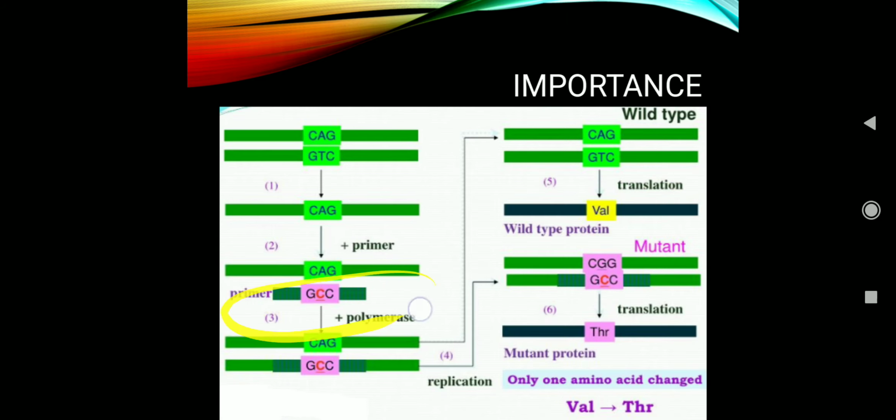Whereas when you mutate it, GCC primer is added. So a mutation has occurred in the genome. So when you mutate it, instead of valine, it codes for threonine. So one specific amino acid is changed here. So if you want to study the structure or function of a protein, you have to change the amino acids present in that protein and see how the protein is going to react. Say for example, a particular amino acid which is important for the active site of a protein. If you change that particular amino acid, what happens to the protein? How is that protein going to function?